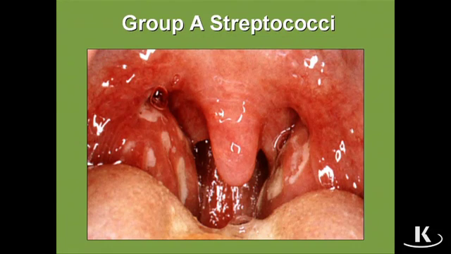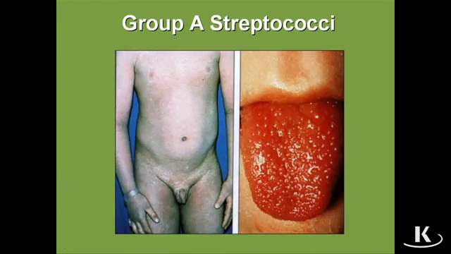All right. Here's an image of group A strep. You're going to see images on the boards, lots of them, but this is just an example of what you might see with group A strep. You definitely see those pus pockets from the bacteria in the back of the throat, very common for group A strep. Do I think they're going to show you that and ask you what it is? I don't, because it's too simple.